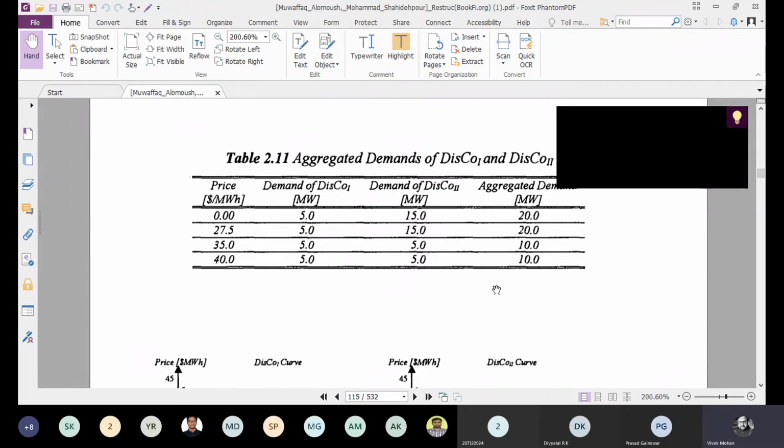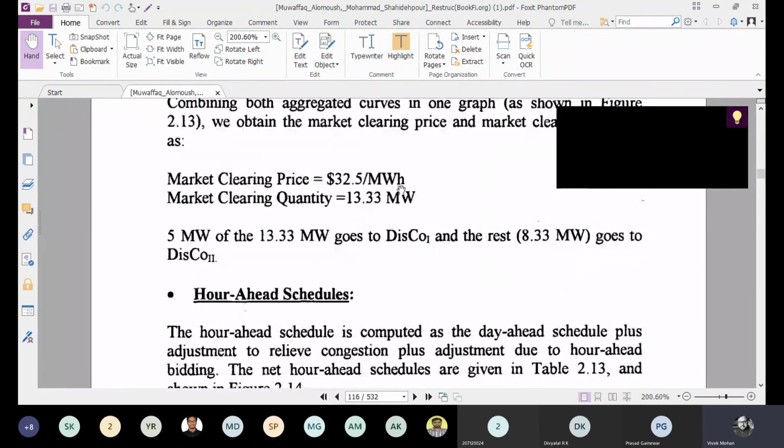So from Disco 1, you can see the aggregated demand is 10 only, and 5 and 5. Here the range is 5 itself, right? Here the range is 15 to 5. So more than 5 can come from Disco 2 and 5 can only come from Disco 1. So 5 megawatts goes to Disco 1 and the remaining will go to Disco 2. That means the total is 13.33, right? So 5 megawatts goes to Disco 1 and 8.33 goes to Disco 2. So that is the distribution among Discos.